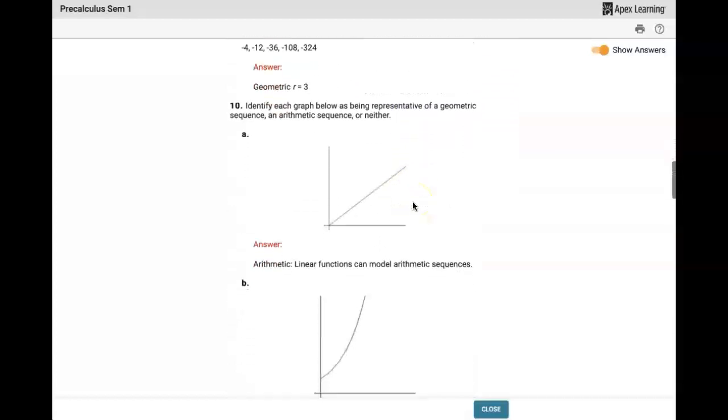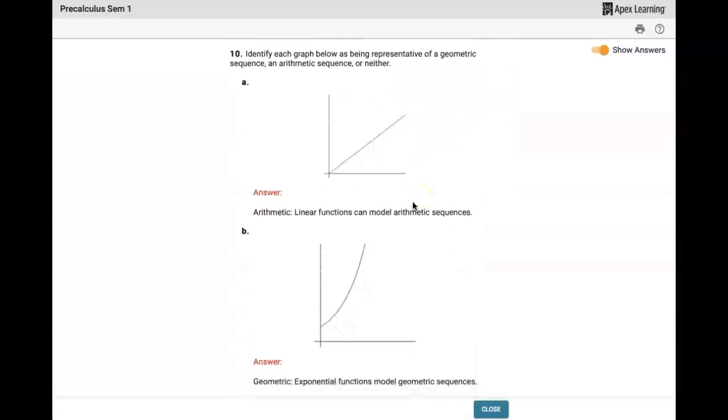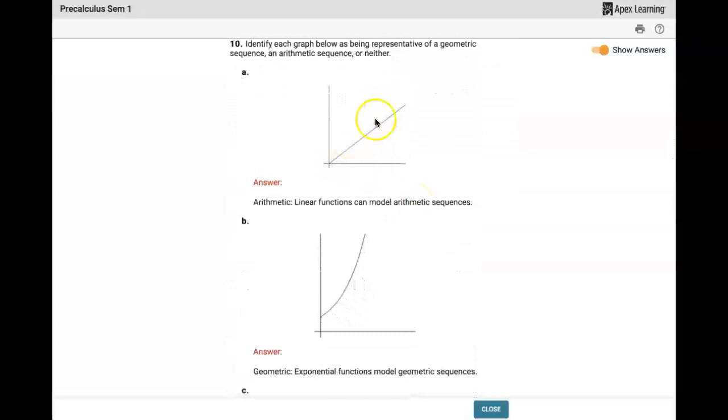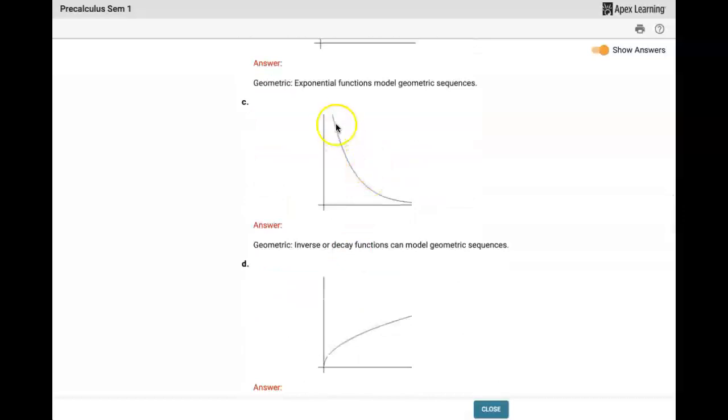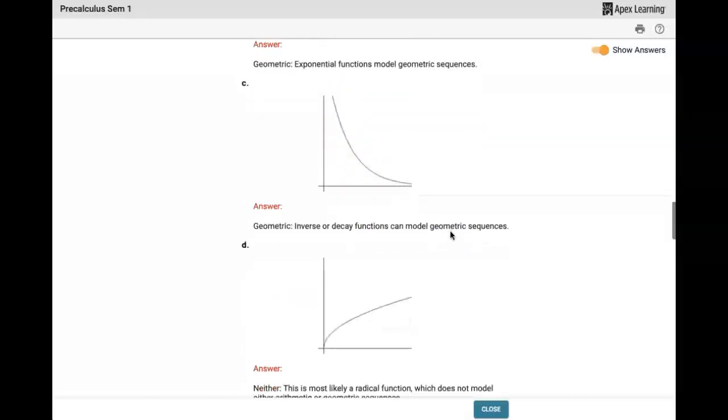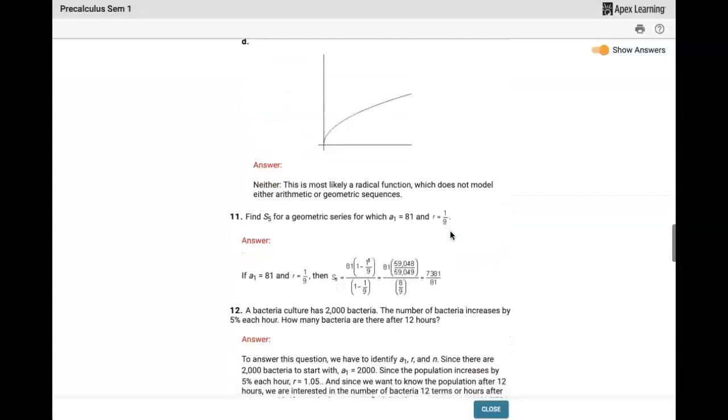Now, identifying the graph as geometric, arithmetic, or neither. This one here is obviously arithmetic because it's going up by a constant number. It's a linear line. This one here is geometric because it shows an exponential function. Same thing here. This is a geometric sequence. It shows a geometric decay, or an exponential decay.